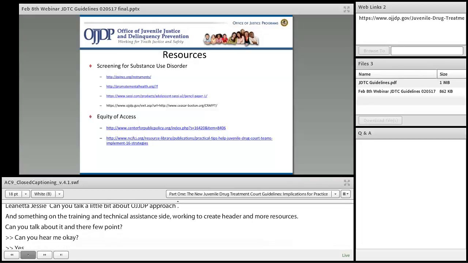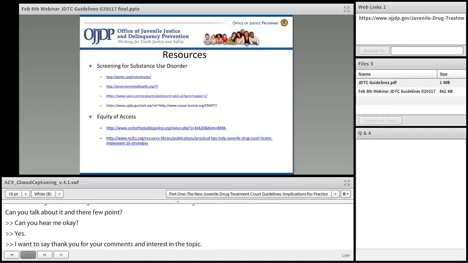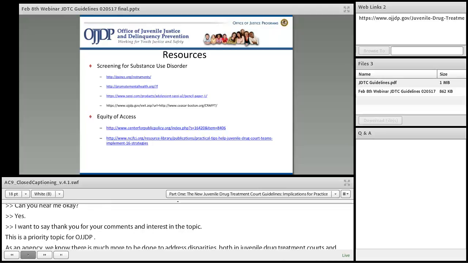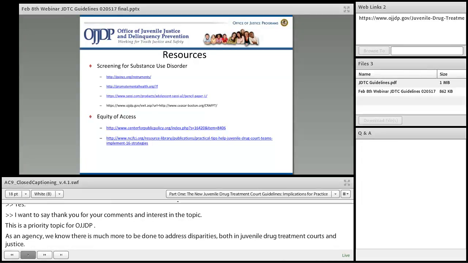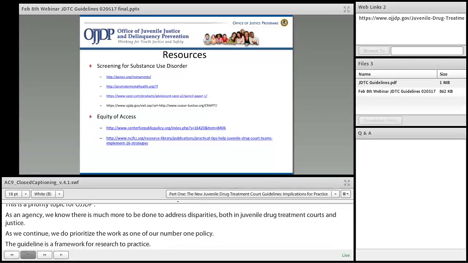this topic. This is a priority topic for OJJDP. As an agency, we know that there's much more to be done to address racial equity disparities, both in juvenile drug treatment courts and in our overall juvenile justice work. So as we continue, we do prioritize the RED work as one of our number one priorities. The guidelines are a framework from research to practice where we address equity through various pieces of the guidelines in regards to access, cultural responsiveness, and even other areas.